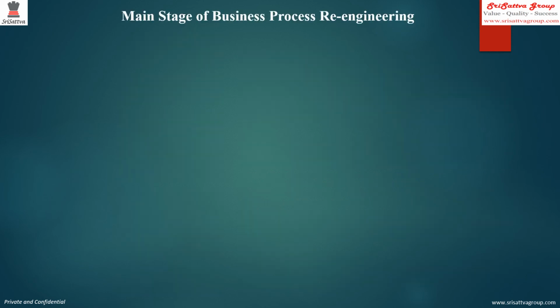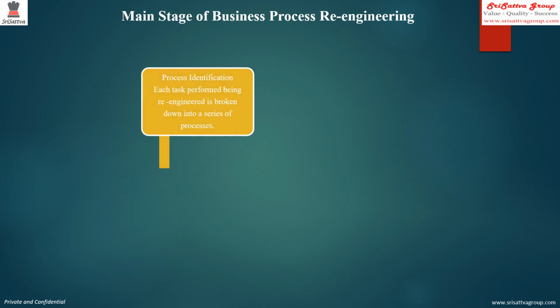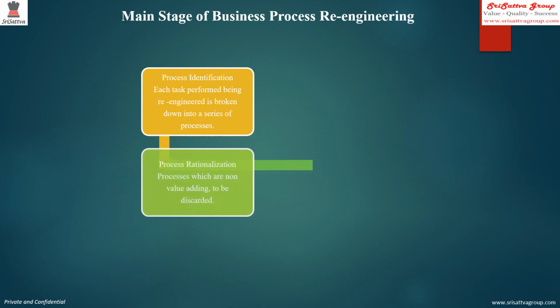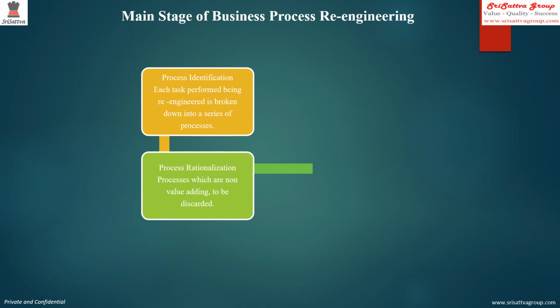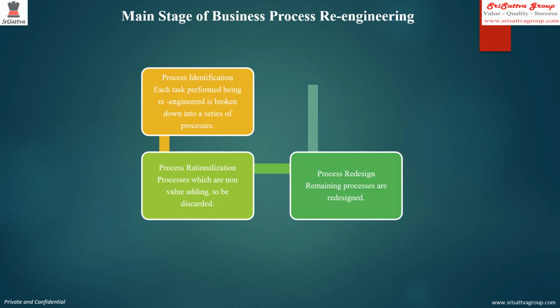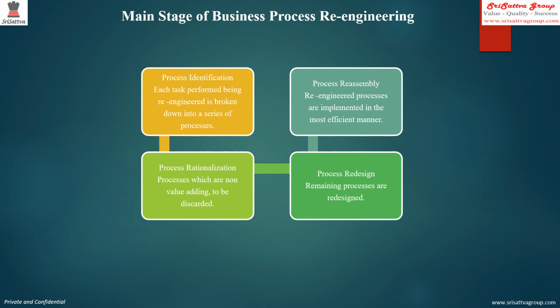Main stages of business process reengineering. Process identification. Each task being re-engineered is broken down into a series of processes. Process rationalization. Processes which are non-value adding are to be discarded. Process redesign. Remaining processes are redesigned. Process reassembly. Re-engineered processes are implemented in the most efficient manner.